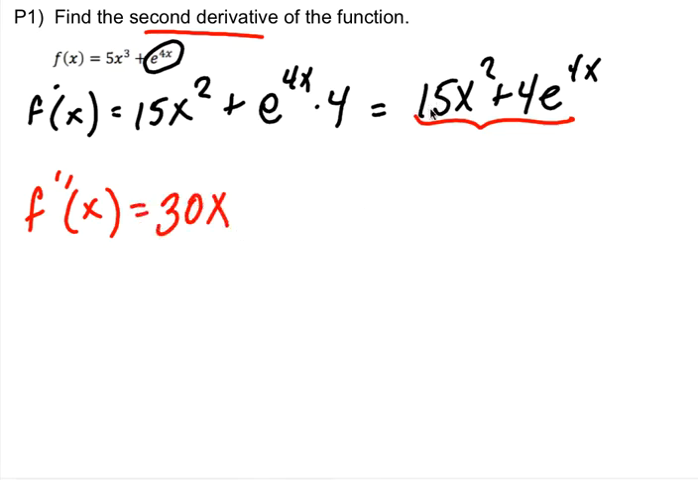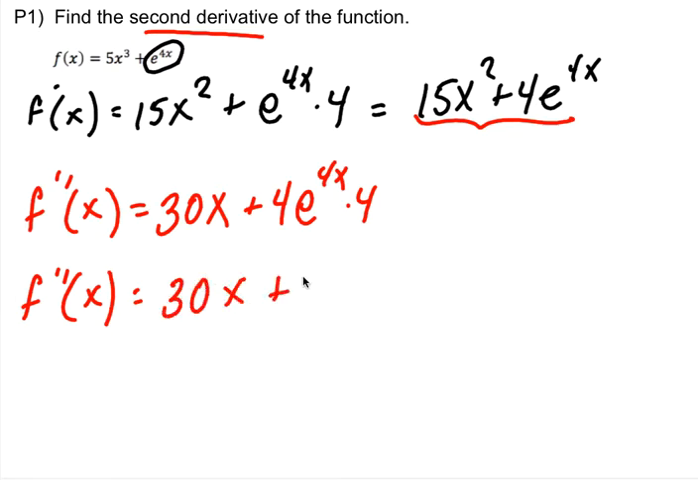So when I differentiate the 15x squared, I get a 30x plus 4. The derivative of e to the stuff is e to the stuff, but I need to differentiate the stuff, right? So I get that my second derivative is a 30x plus a 16e to the 4x.